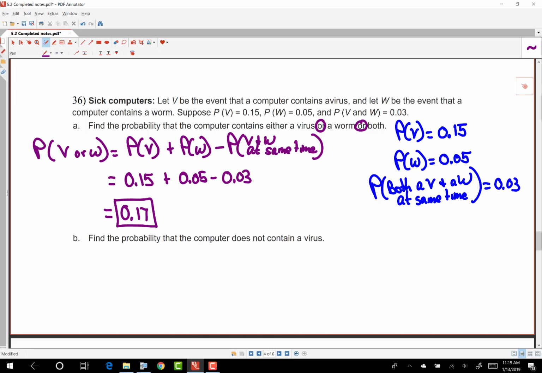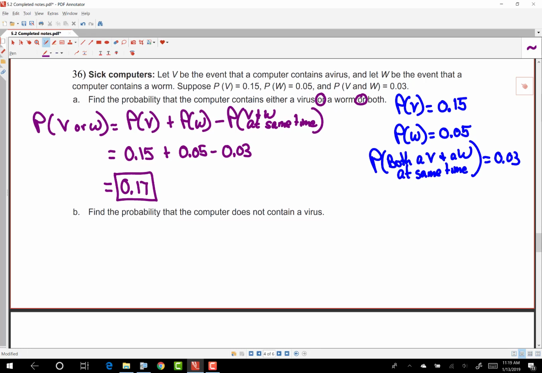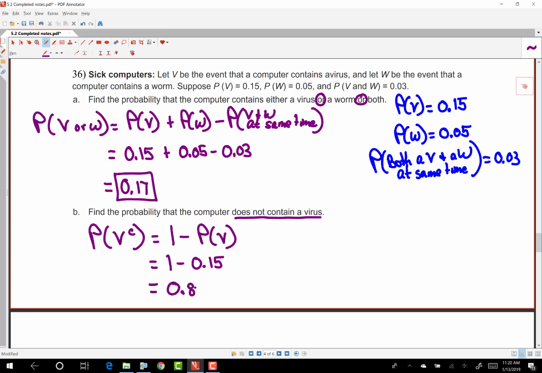Okay, for part B it says find the probability that the computer does not contain a virus. Well, does not contain a virus is the opposite of having a virus. So it's the probability of virus complement, or V complement. Using the rule of complements, that's going to be 1 minus the probability that it does have a virus. So that will be 1 minus 0.15, which gives us 0.85. So there's an 85% probability that the computer does not have a virus.